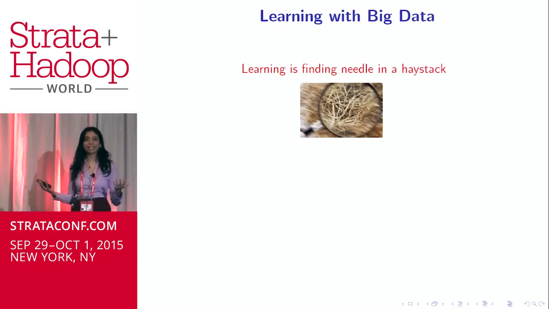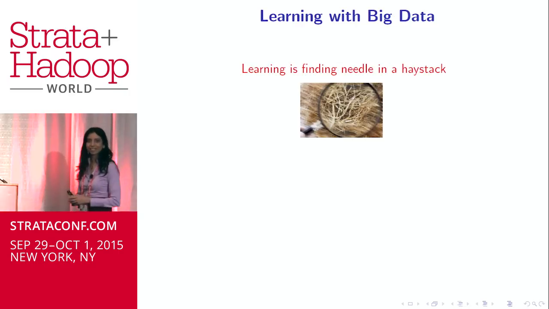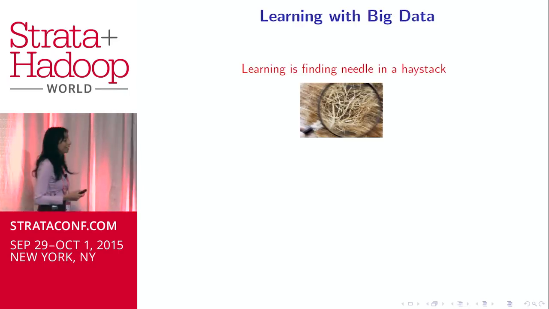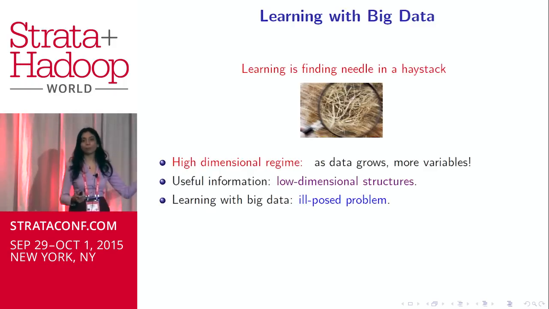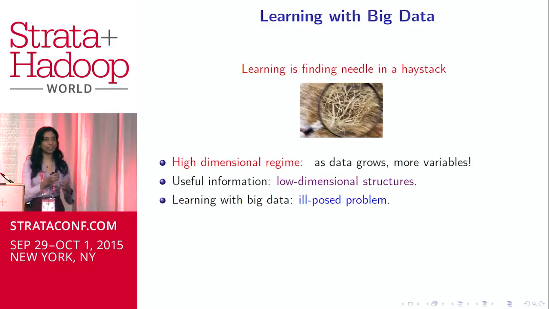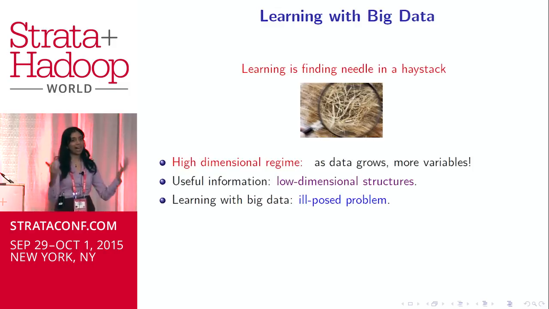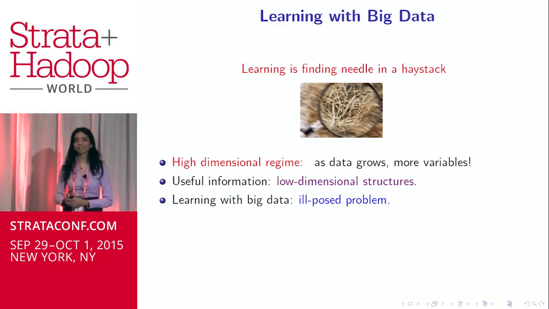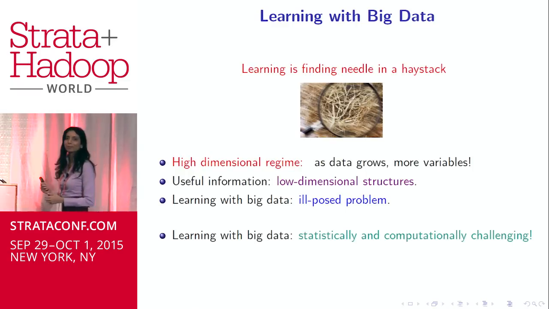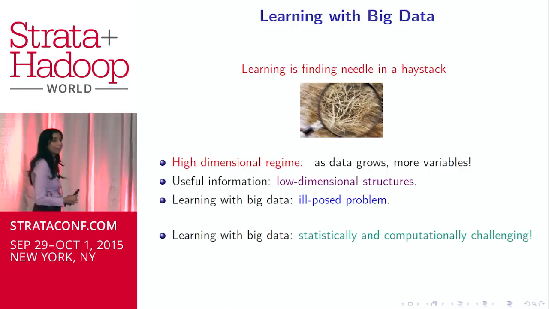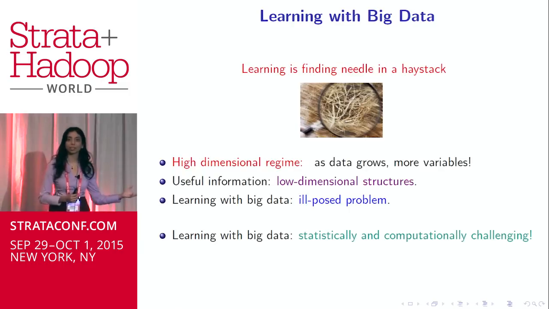So learning with big data is literally finding a needle in a haystack. Right? You have lots of data and the useful information is hidden within it. So I formulate big data as really learning a hidden low dimensional structure in high dimensional data. As you have more data, you also have more variables or unknowns, and that's what makes learning with big data an ill-posed problem.